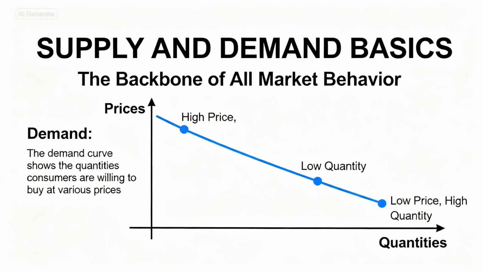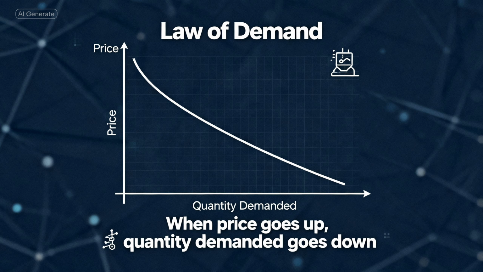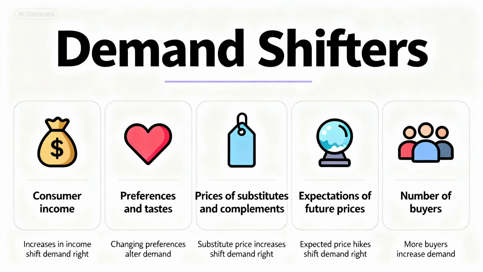Supply and demand basics. Finally, let's break down the backbone of all market behavior, supply and demand. Demand. The demand curve shows the quantities consumers are willing to buy at various prices. It follows the law of demand. When prices go up, quantity demanded goes down. Demand shifters: consumer income, preferences and tastes, prices of substitutes and complements, and expectations of future prices. Another thing that can also affect demand is the number of buyers.